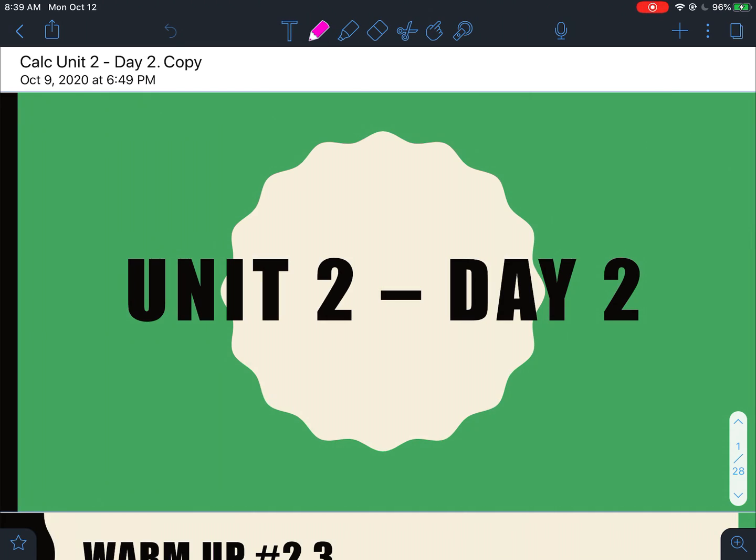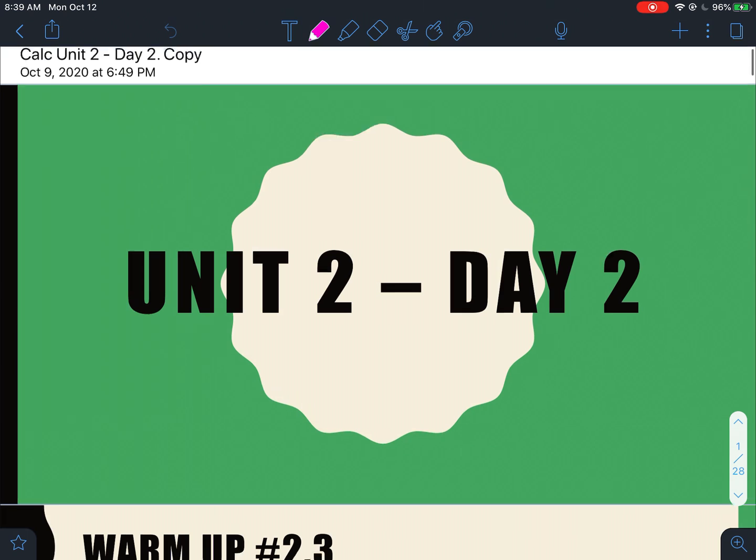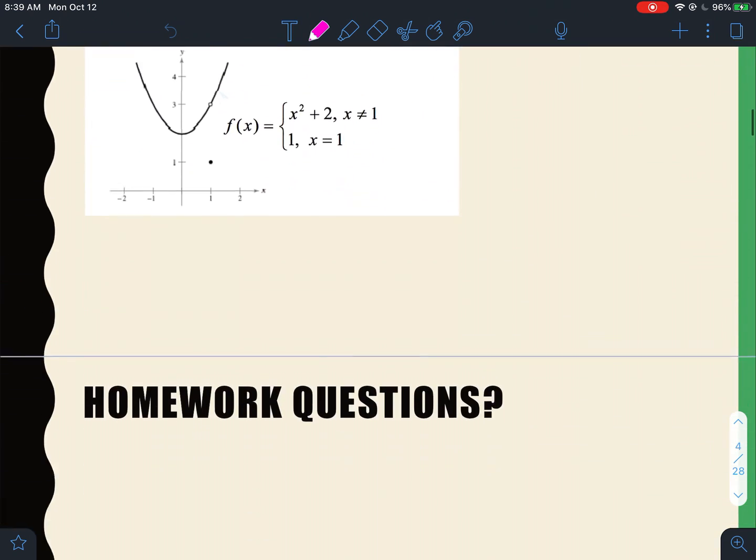These are your notes for Unit 2, Day 2 of Calculus. If you would like to see the warm-up homework questions or any of the finished or review questions that we covered in class today, just look at the finished notes.